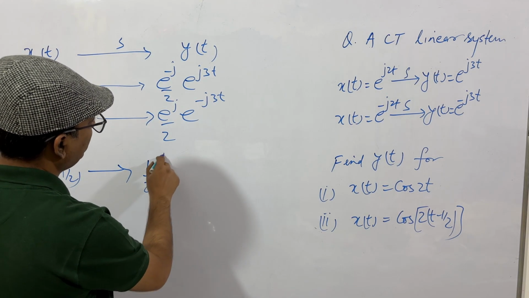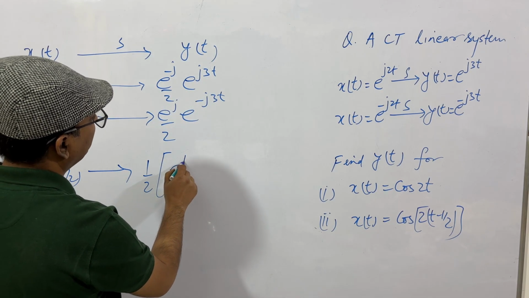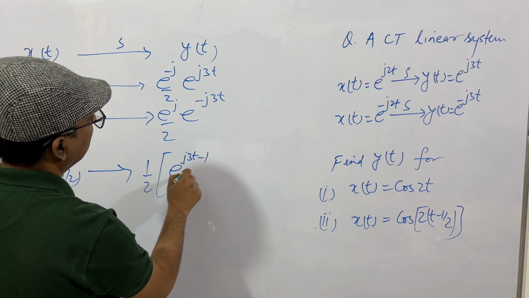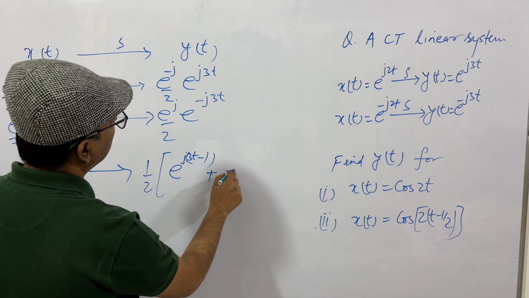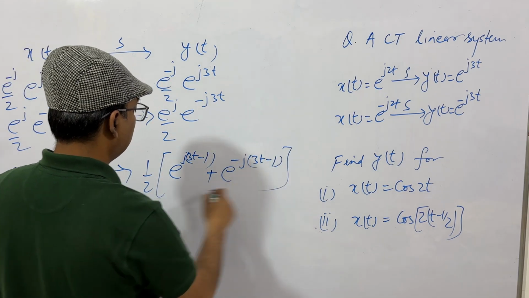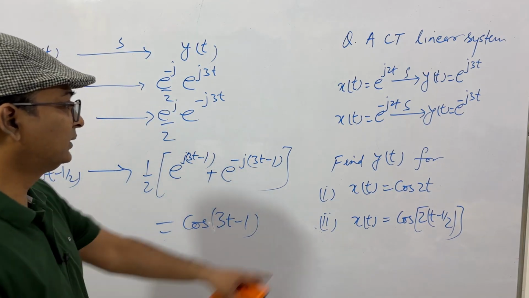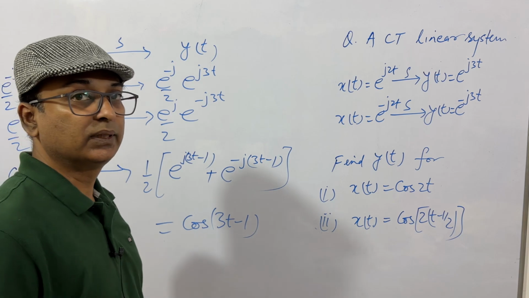So the output will be this plus this, that is half e^(-j) e^(j3t), we can write e^(j(3t-1)) and plus, again, e^(-j(3t-1)). We can write it like this, half. So this is cos(3t - 1). So if the input is this, the output will be cos(3t - 1).